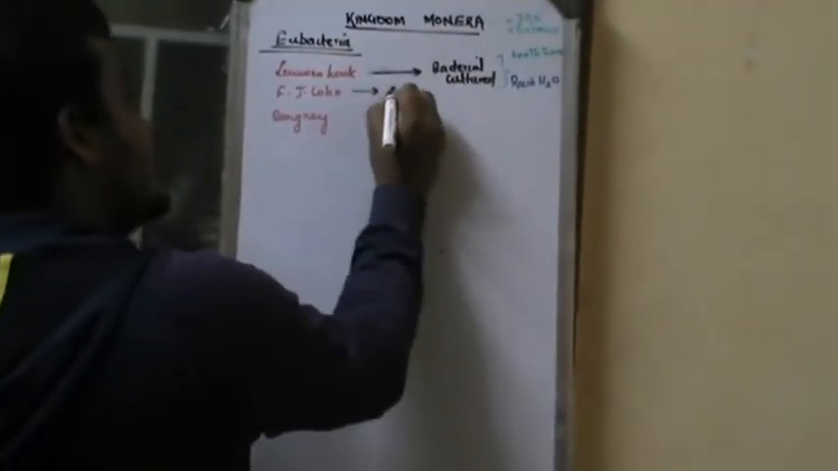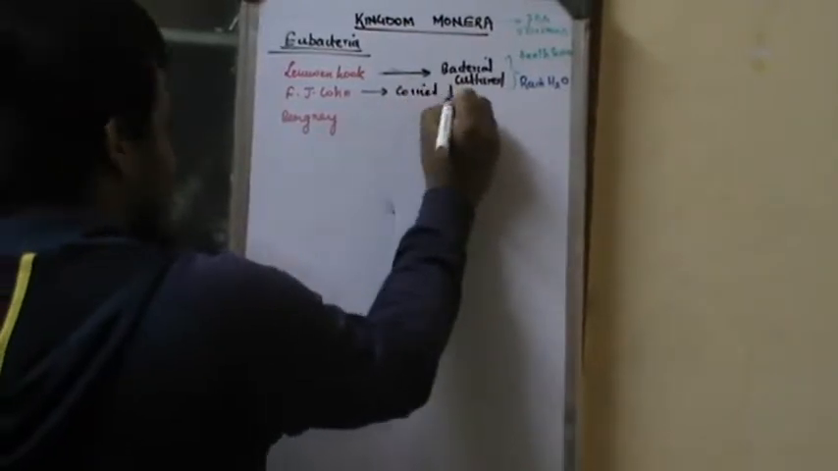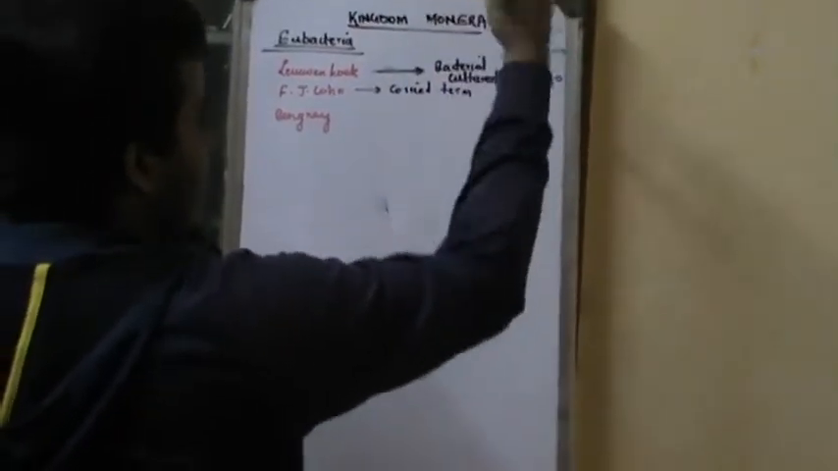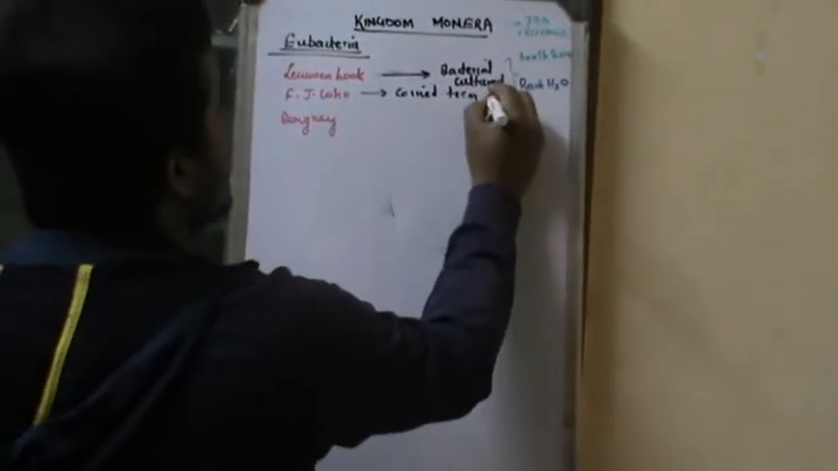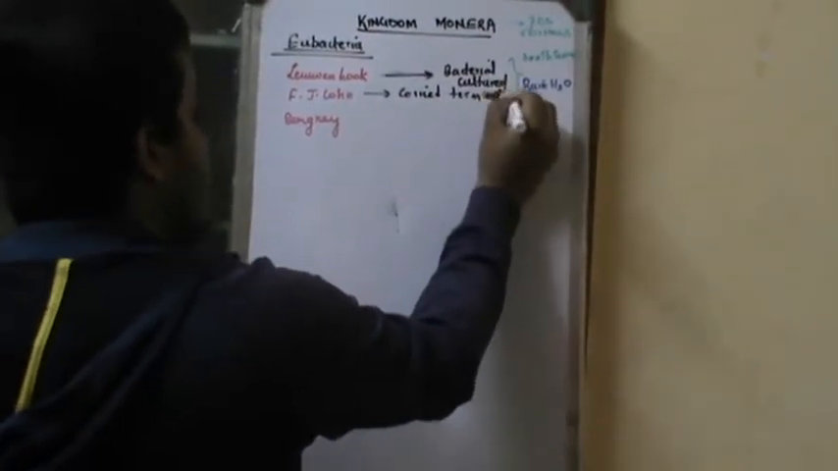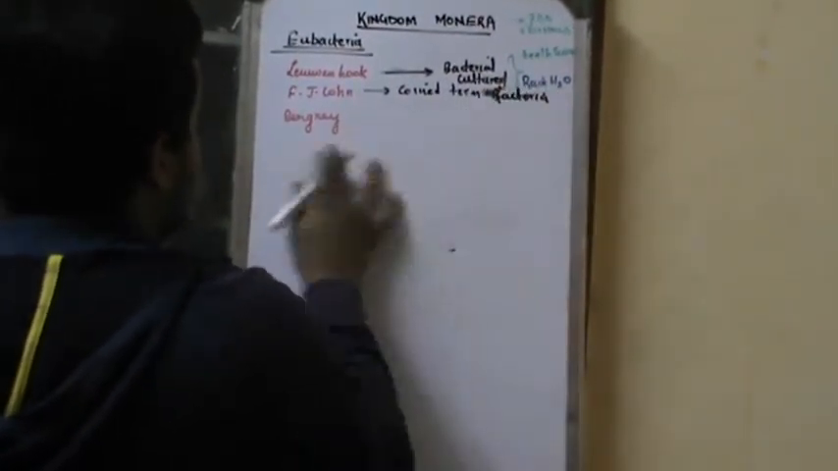That is important. F.J. Cohn was the person who coined the term bacteria. This is something which can be asked, because it was asked in NEET 2013. And another very important person, Berkeley.